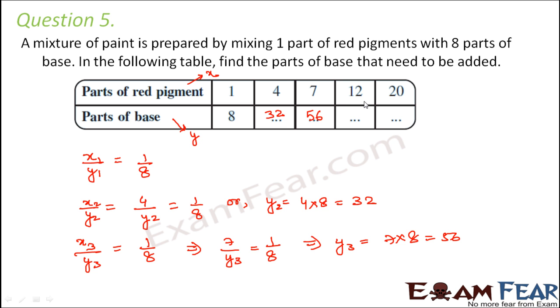Similarly, for the fourth one, it would be x4 by y4, which is 12 by y4, equal to 1 by 8. Therefore, y4 will be equal to 12 into 8, which is equal to 96. So this would be 96. In a similar way, you can fill the last one as well.